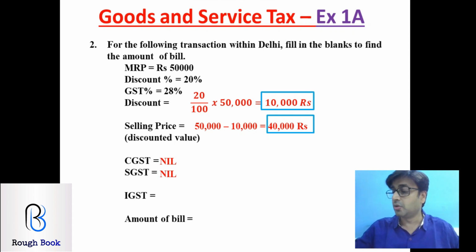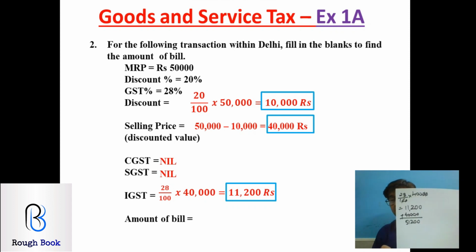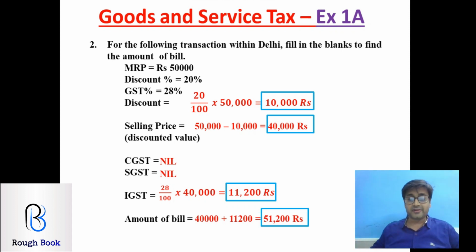8 4s are 32, 8 9 10 11. So I get 11,200 as my IGST. So what will be my total bill amount? Because 40,000 is the base price plus the tax, so 51,200. See, did you manage to get the same answer? 51,200. Superb. Even I am calculating, you also should not be lazy. So my final answer should be 51,200.